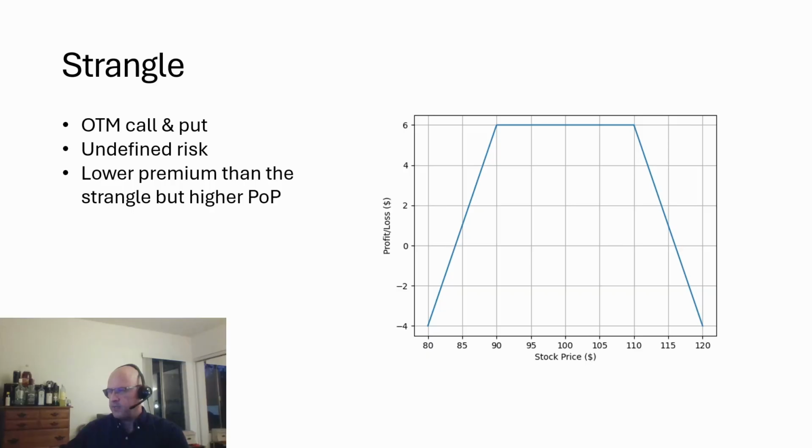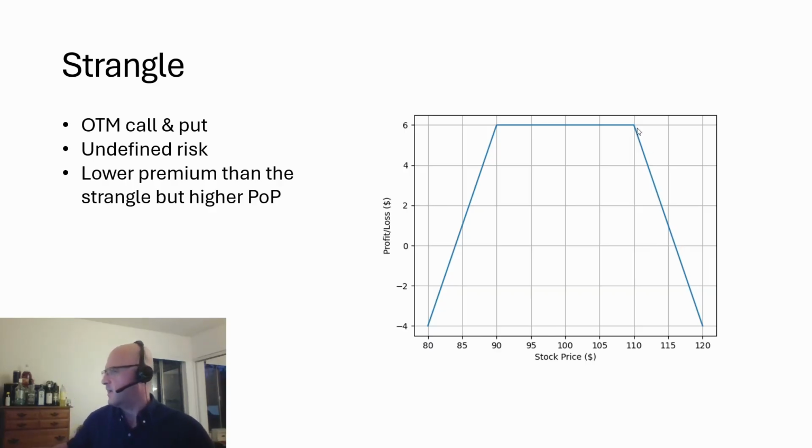It's the sale of the out of the money call and put. This again, just like the straddle, is undefined risk. So there is a capacity for a big loss, but your break-evens are wider. So in this example, again, I use a $100 stock, and I assume we were collecting $6 in premium by selling the 90 put and the 110 call.